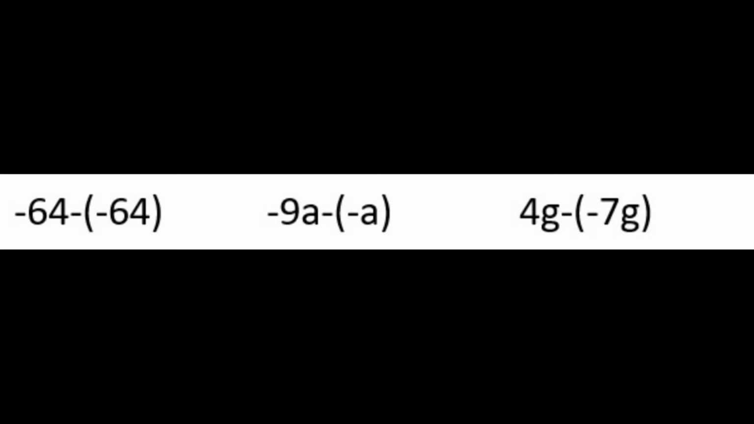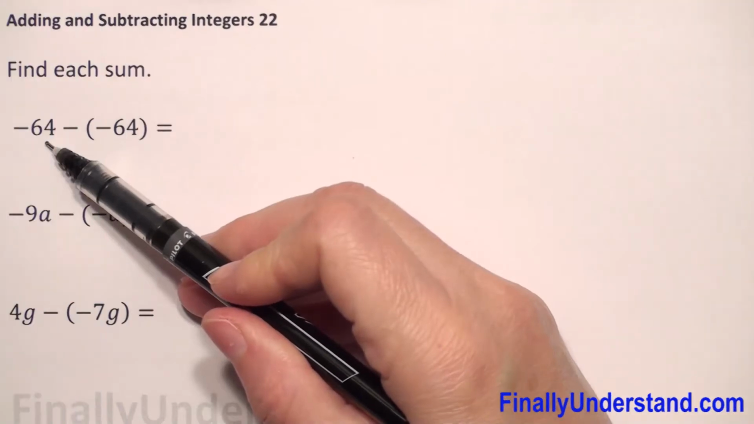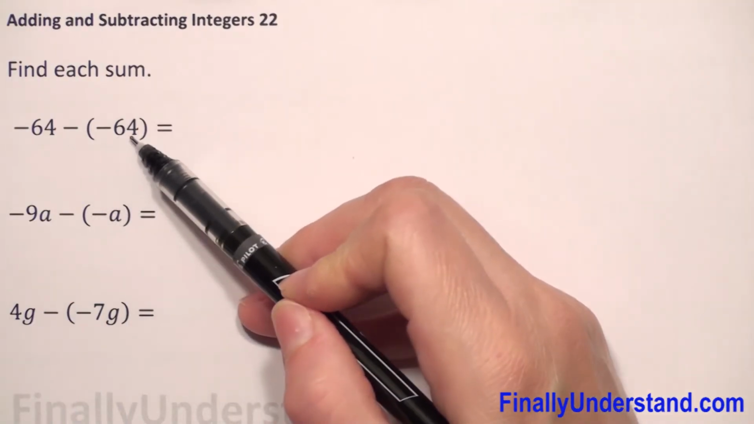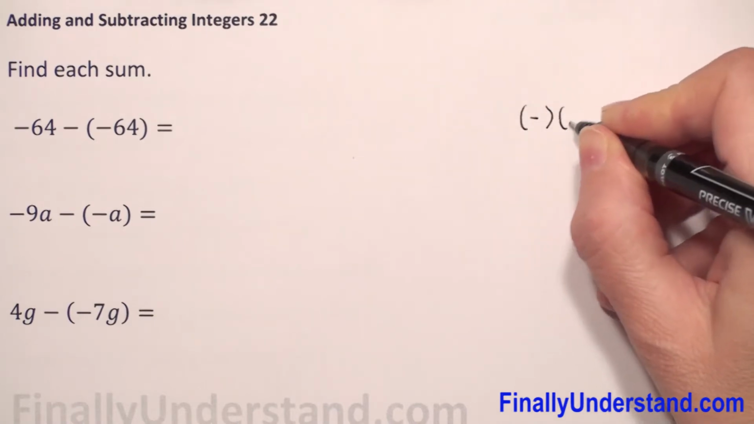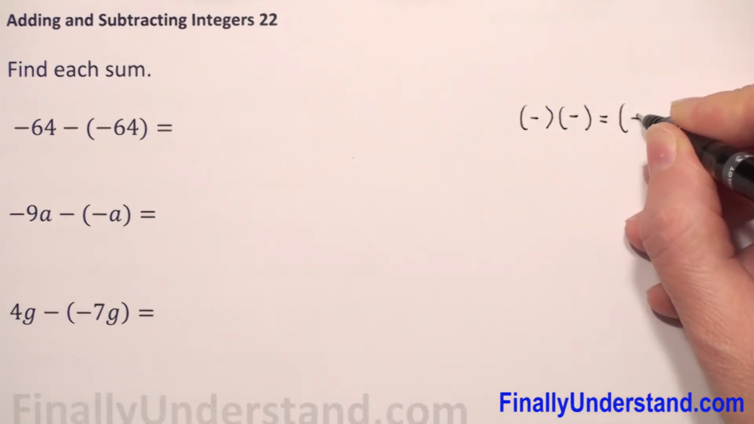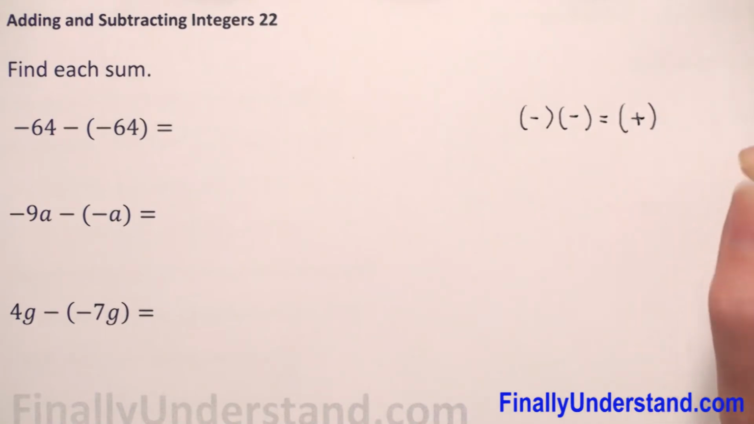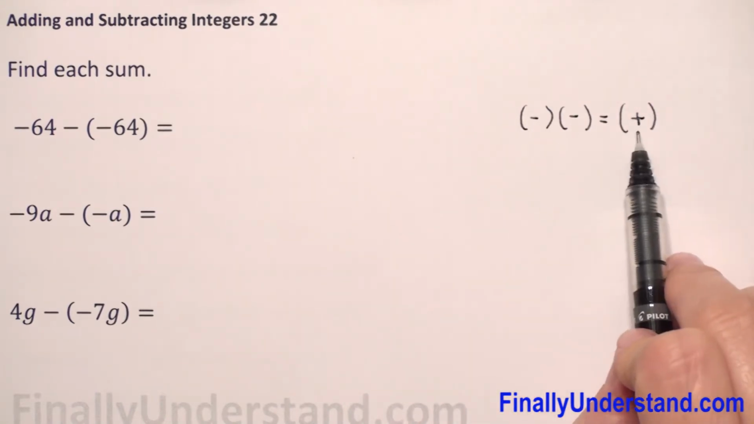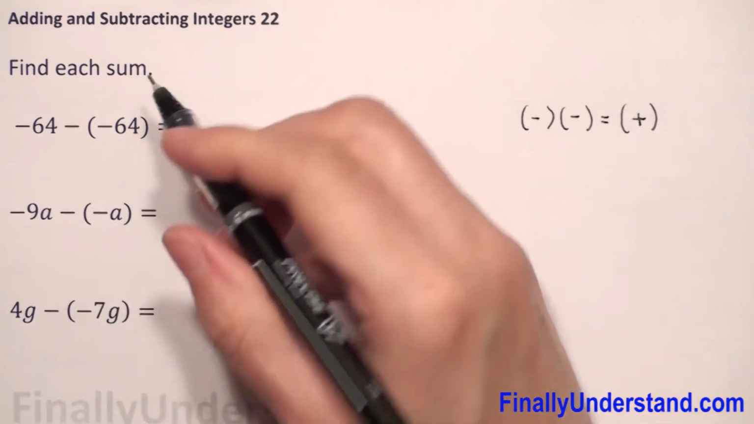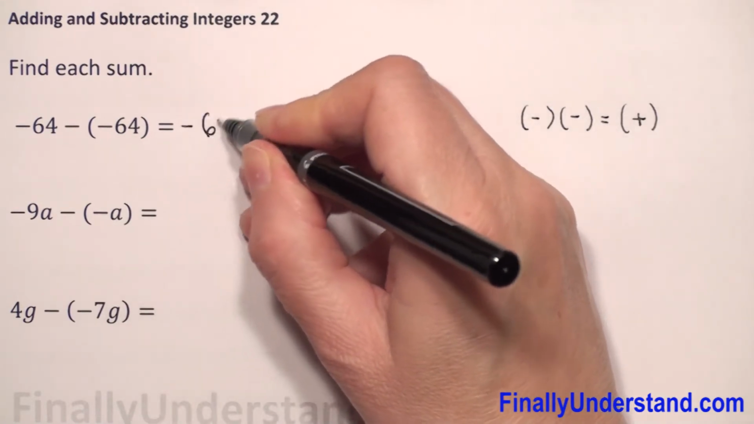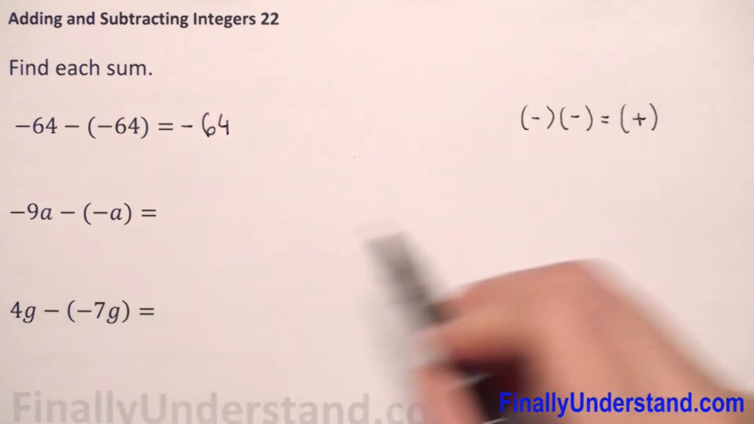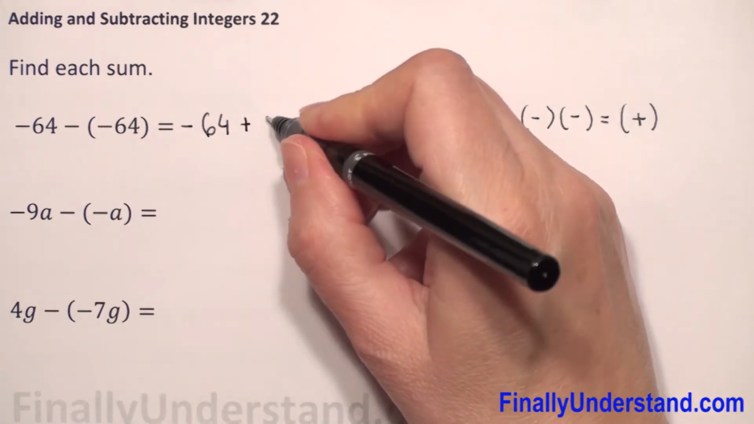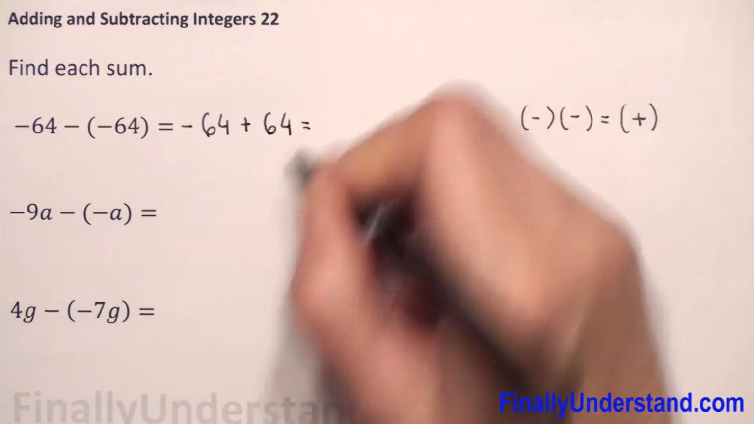We have subtracting of integers. In the first example, we have negative 64 minus negative 64. Like I said before, two negative signs always give me a positive sign. Memorize: negative and negative give me positive. So we can rewrite our first example: this is negative 64, and negative and negative we will substitute by positive. Just copy 64. So this is equal.